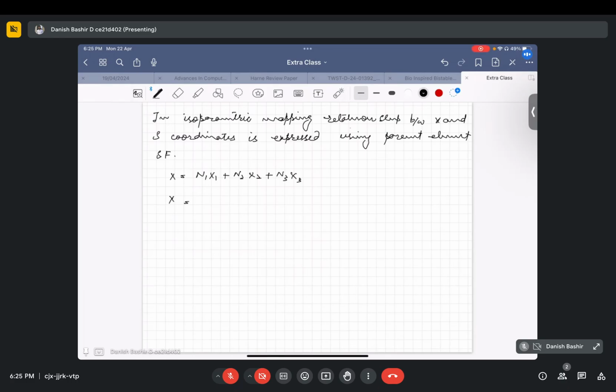So capital X will be equal to 1 by 2 s into s minus 1 times x1, plus 1 minus s square times x2, plus 1 half of s into s plus 1 times x3. It is clear from this equation that if s is equal to minus 1, x is equal to x1, so the mapping is correct. If s is equal to 0, x is equal to x2, and if s is equal to 1, x is equal to x3. So our mapping is correct.